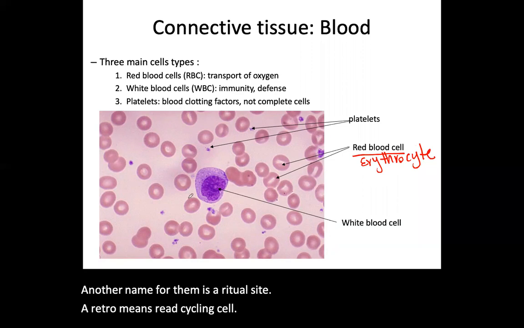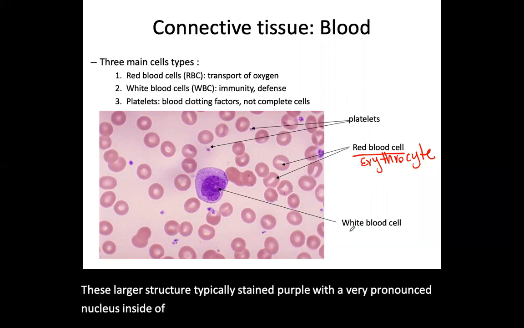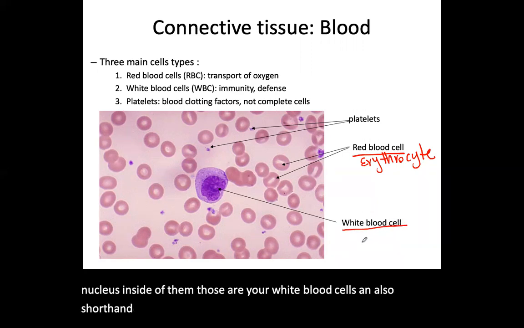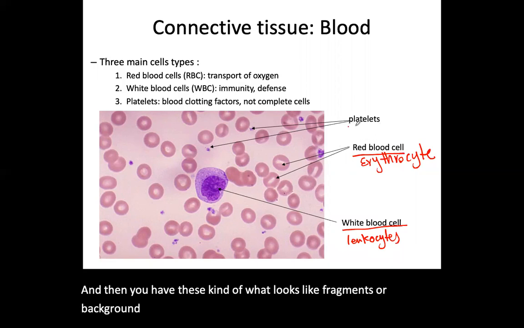These larger structures typically stain purple with a very pronounced nucleus inside of them. Those are your white blood cells, shorthand WBC, and they can also be called leukocytes. And then you have what look like fragments or background dirt. These are what we identify as your platelets.